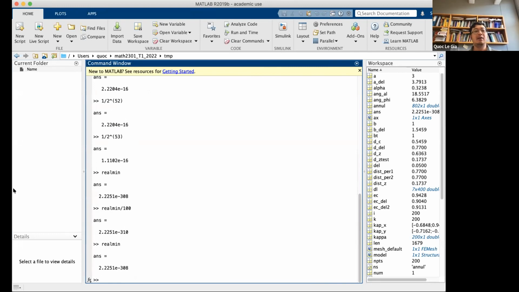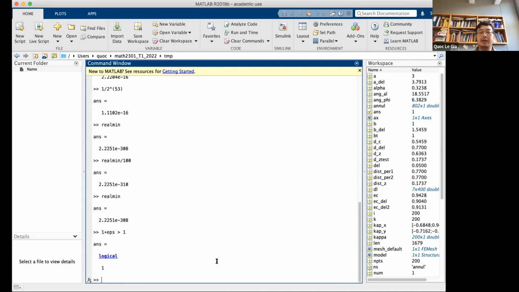Okay, but now go back to epsilon. Suppose 1 plus epsilon is the next digit after 1, right? So if I put 1 plus epsilon bigger than 1, is it true or false? True, right? Because 1 plus epsilon is definitely bigger than 1. But now if I put 1 plus epsilon over 2, is it going to be bigger than 1? True or false?